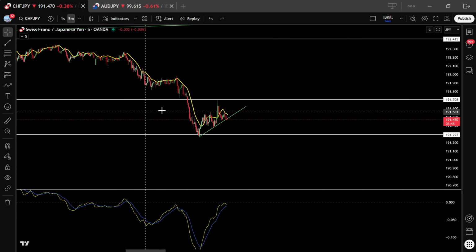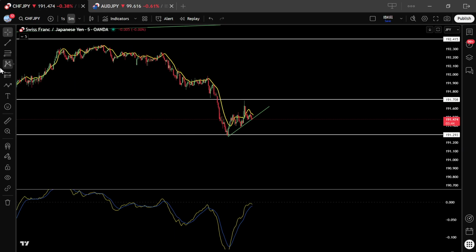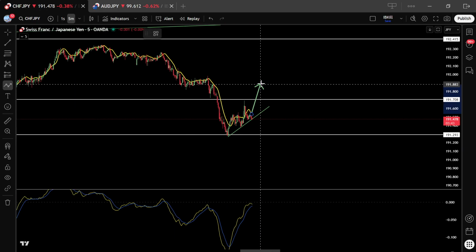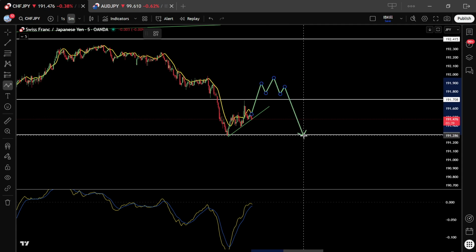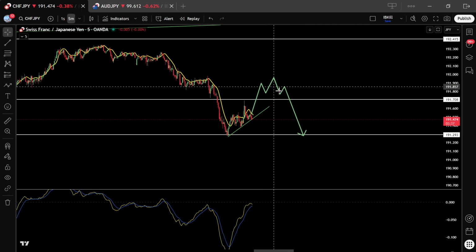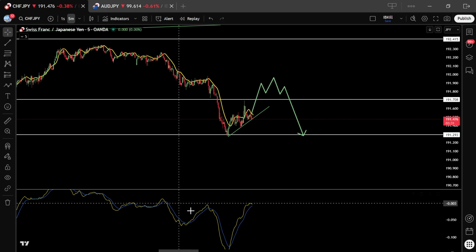For a higher probability trade, I want to see it come back up towards 192 and see similar price action, as I always talk about, something like this. You can have 3 peaks, 2 peaks, just something like that as you come up towards that 192 level. So that is a few of my best trade setups for the day ahead.